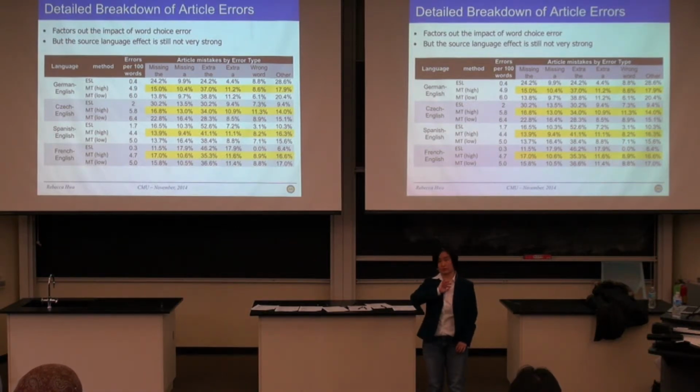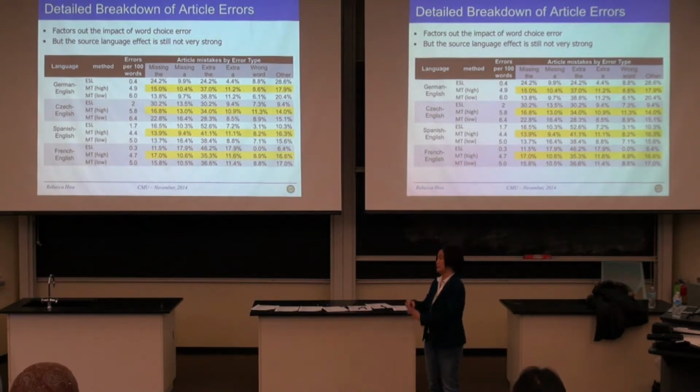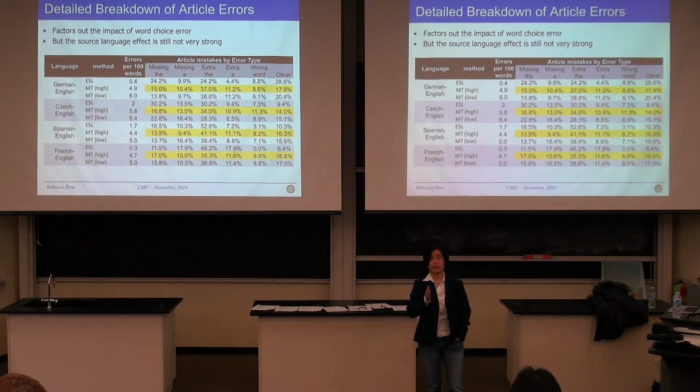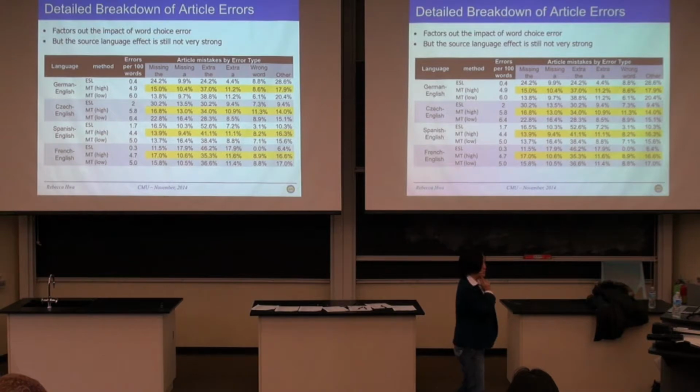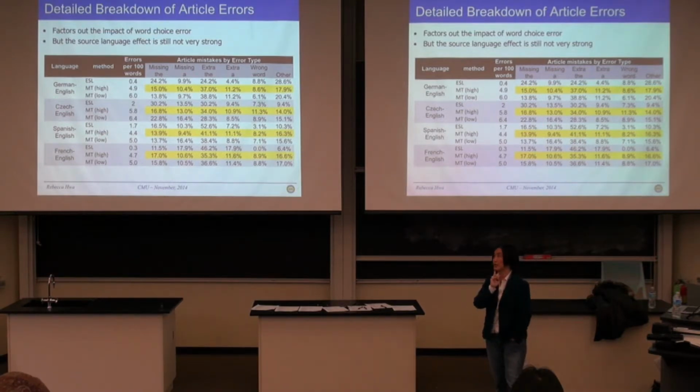So this changes our original theory that, oh, well, maybe they're similar because the bulk of it was just because they made word replacement errors. Because here now, we're looking only at article errors, and they're still fairly similar. So our final hypothesis is that, well, pretty much, even though they're different systems, different language pairs, they all use the same English language model.